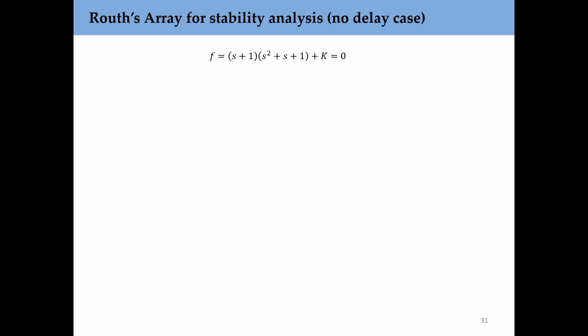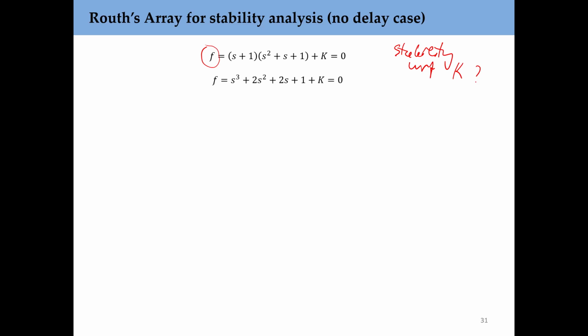we start with our characteristic equation here, F, and we would like to analyze stability with respect to the K value. For which K values is the system stable? For which K values is the system going to be unstable? Of course, there are different ways to analyze this. You can also use root locus, but I want to use the Routh array because there's a purpose for it in the later slides.